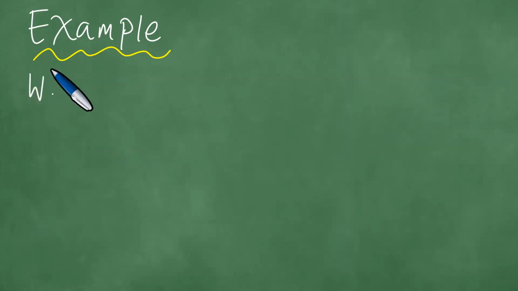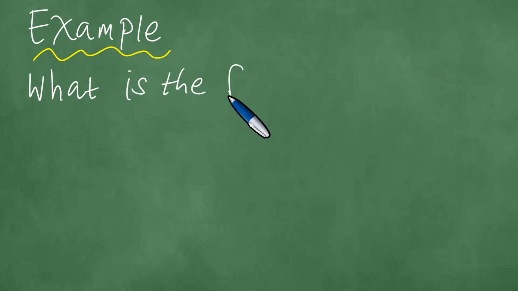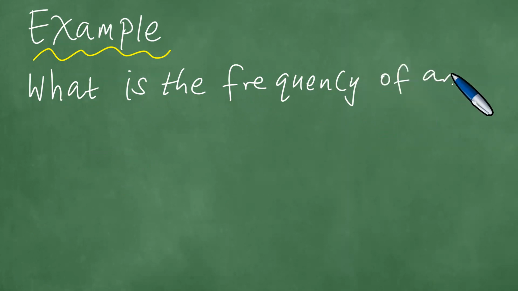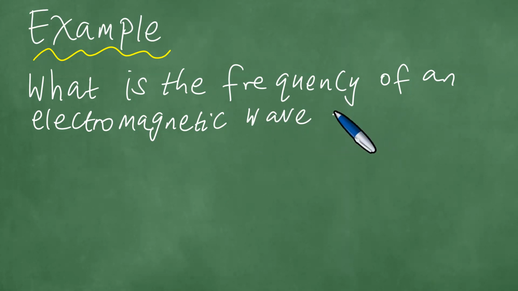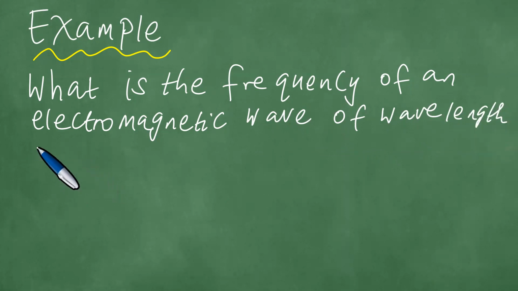What is the frequency of an electromagnetic wave of wavelength 10 to the minus 8 meters?